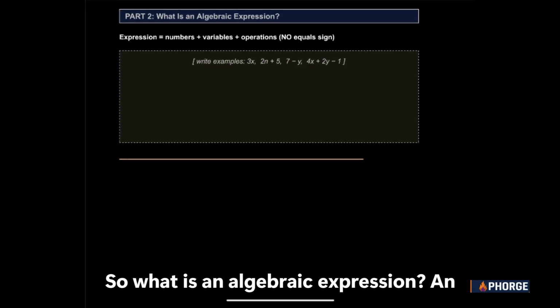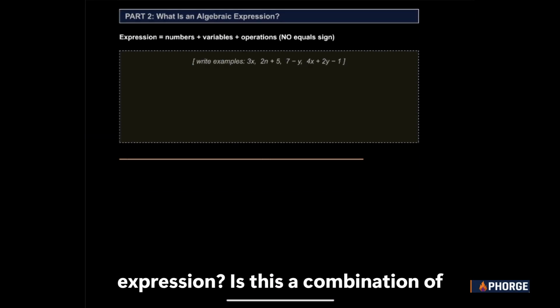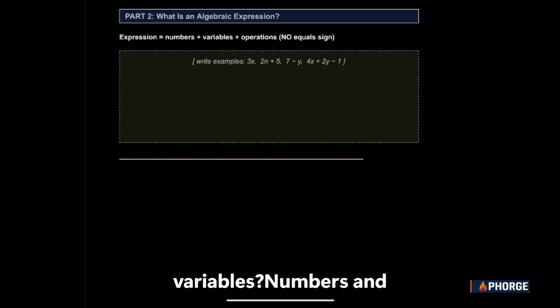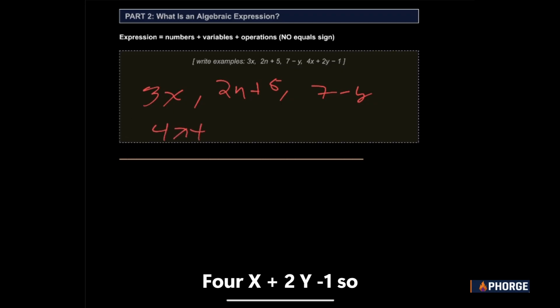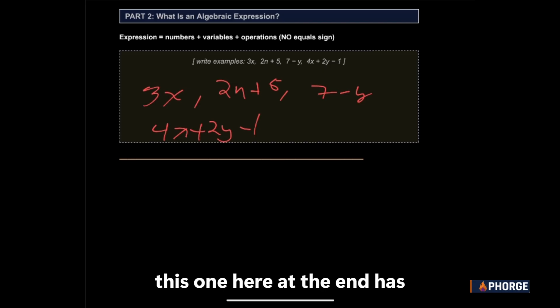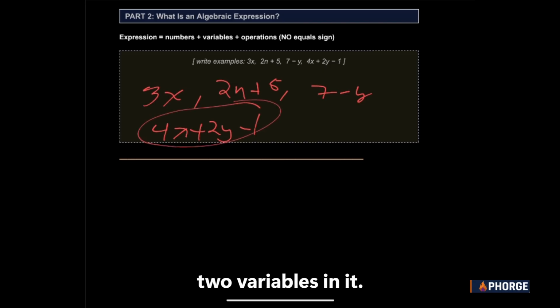So what is an algebraic expression? An expression is just a combination of variables, numbers, and operations, and no equal sign. For example, you could write 3x, 2n plus 5, 7 minus y, 4x plus 2y minus 1. This one at the end has two variables in it.